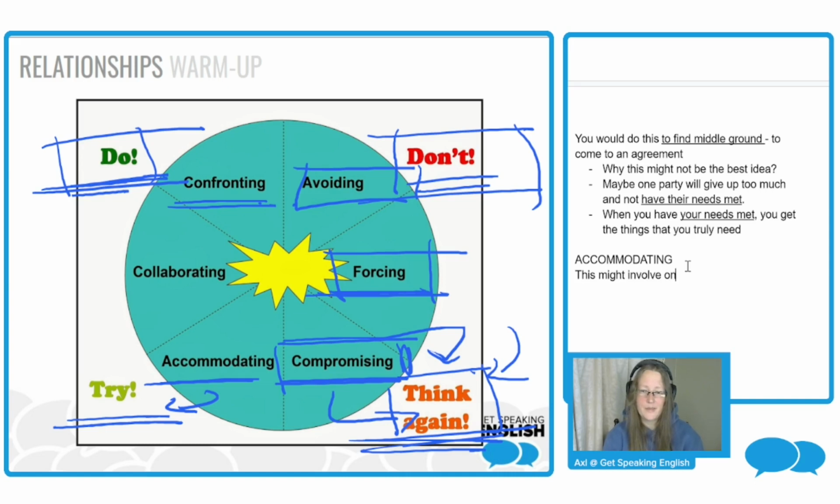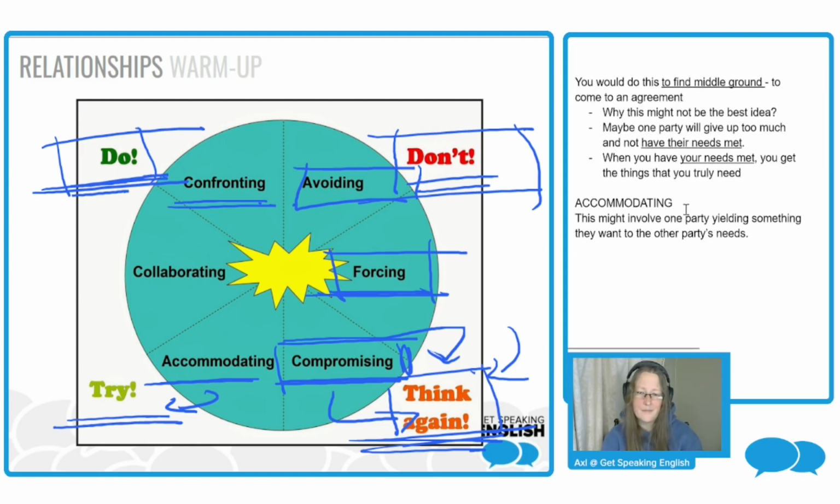So this might involve one party maybe yielding something they want to the other party's needs. And if we yield something, that's just a fancy way to say to give something. I think it's more about giving something. You would try to give this person something to make them feel a bit happier.